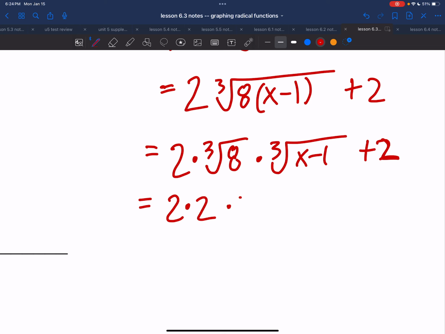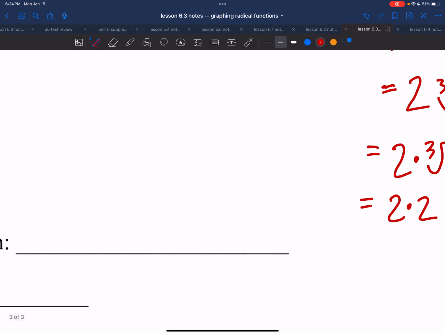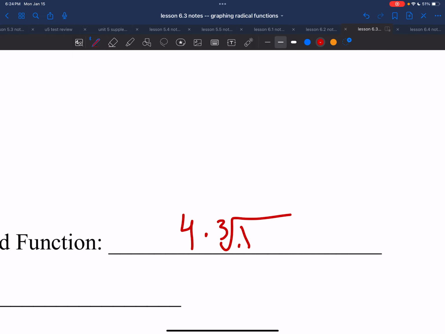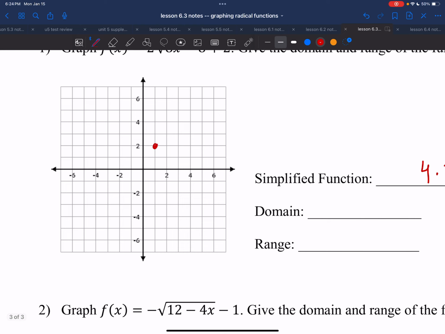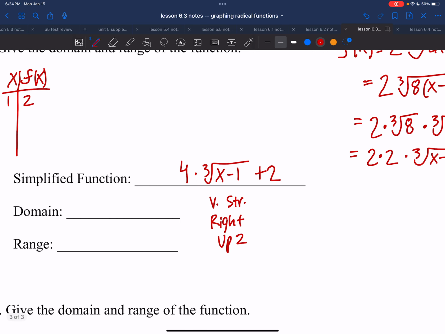So it's 2 times 2 times the cube root of x minus 1 plus 2. Of course, 2 times 2 is 4, so it's 4 times the cube root of x minus 1 plus 2. Like that. Okay. Which is right one, so it's a vertical stretch, and it's moved right 1 and up 2. So right 1 up 2 is right here. Okay. Make a table, as I do.